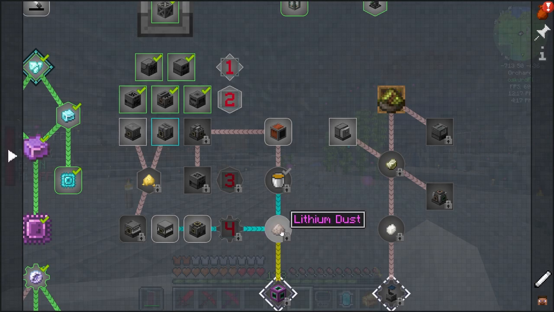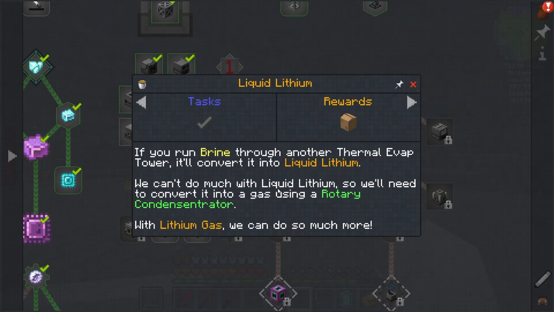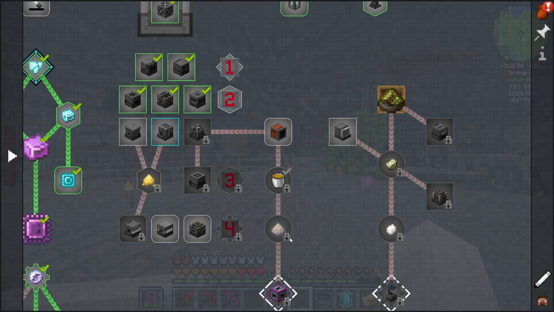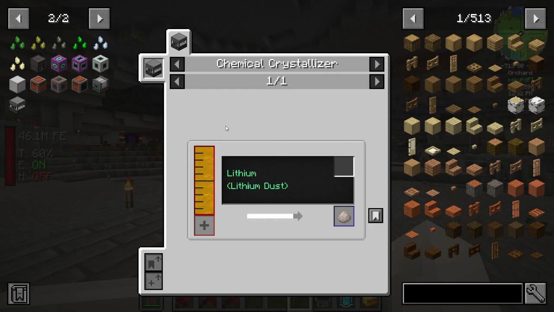And then we need this rotary condensator. No, we don't want that. We want this chemical crystallizer, so we can turn this liquid lithium into solid, and it's going to be lithium dust. And then this lithium dust we can use however we want.